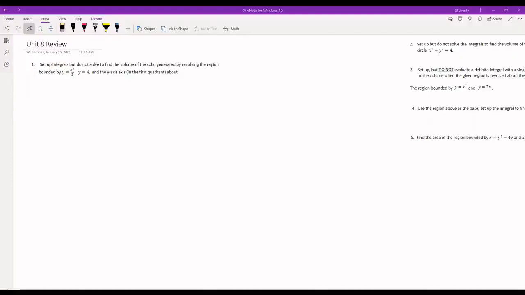Set up integrals but do not solve to find the volume of the solid generated by revolving the region bounded by y equals x cubed over 2 and y equals 4 and the y-axis in the first quadrant about, and then there's a few different lines to rotate it about. So first, how do we solve solids of rotation? If the solid of rotation doesn't have a hole in it, which means, all right, so we'll ignore number 1 for now.